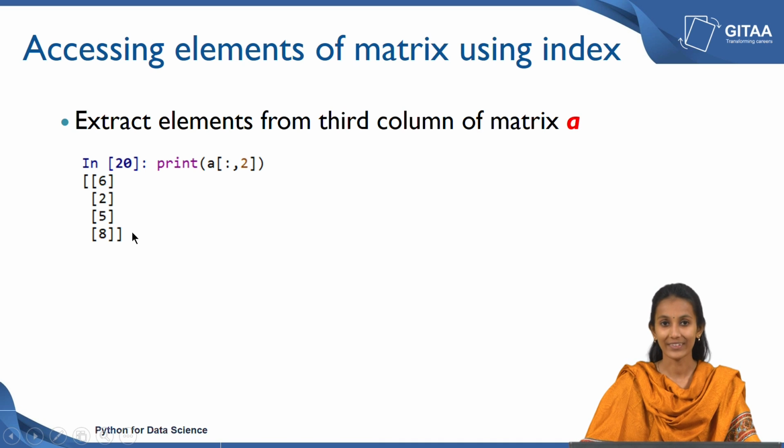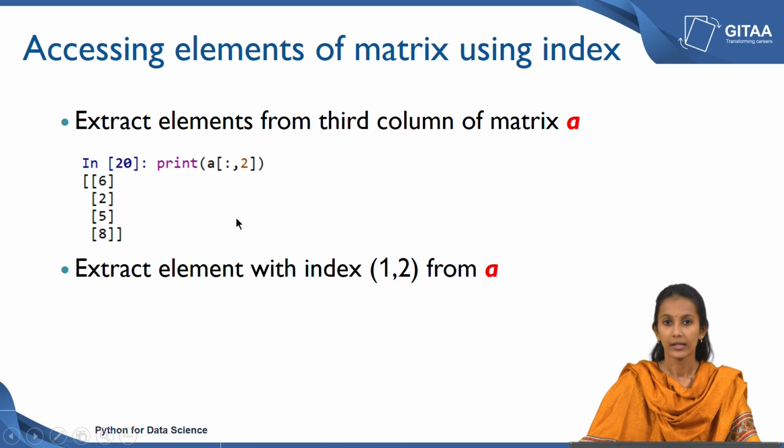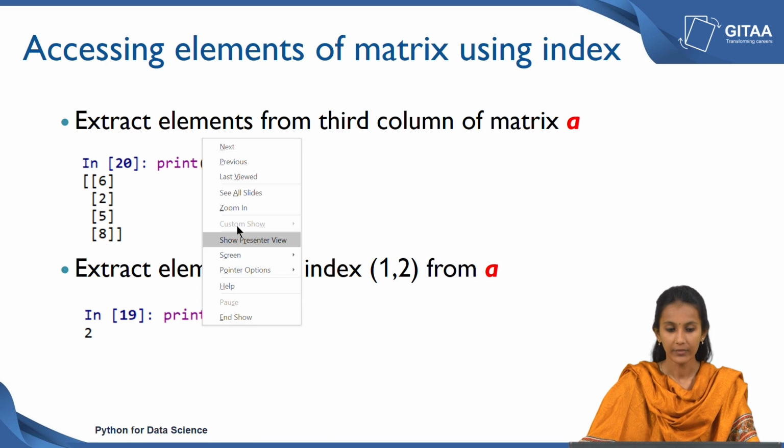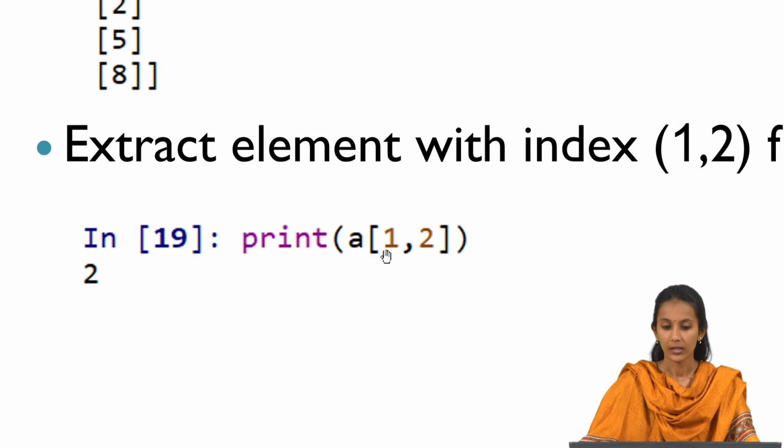If we wanted to extract a particular element using the index number, you can also do that. Let's say we wanted to extract the element corresponding to the index of 1, 2. When you specify print of A, first is the row index, 1, 2. It returns the element 2.